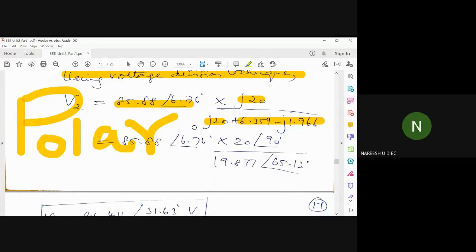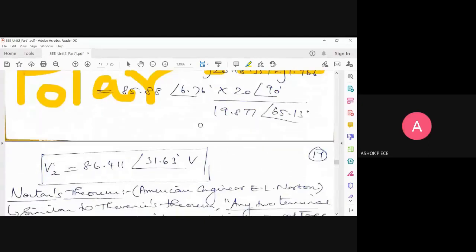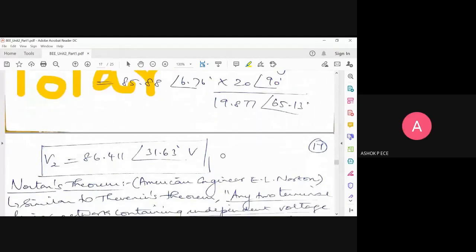Sir, answer 86.41 angle 31.63, sir. Yes, I was just projecting the answer. You're correct. 86.411 angle 31.63 volt.